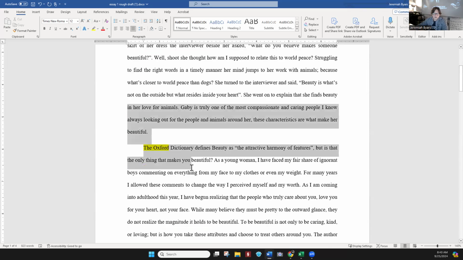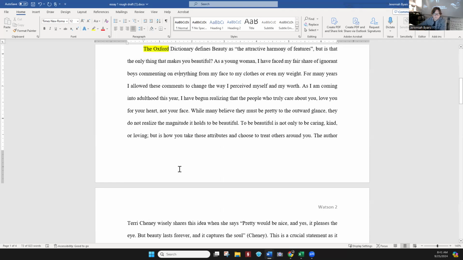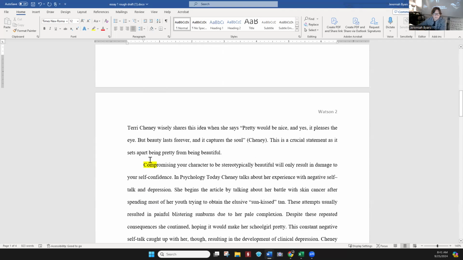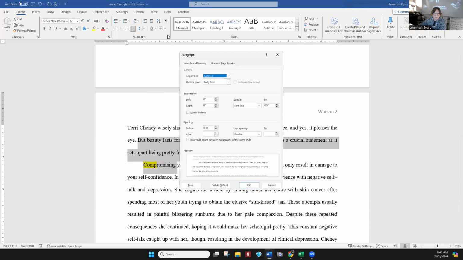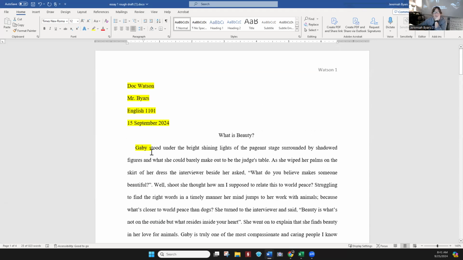Let's see here. This right here, it looks like there's too much space between these paragraphs. Look, see, 0, 8, double. This 8 should be a 0. Now watch. When I hit OK, you're going to see this space close up. Boom. Okay. So yep, formatting is wrong. All right, those are some errors right there.